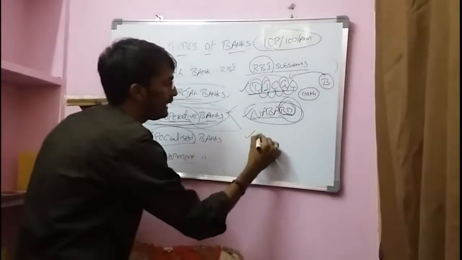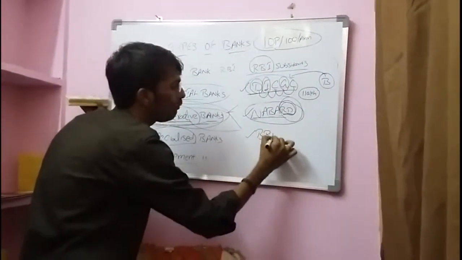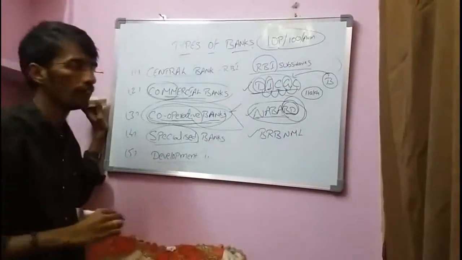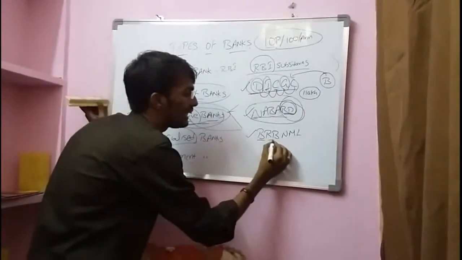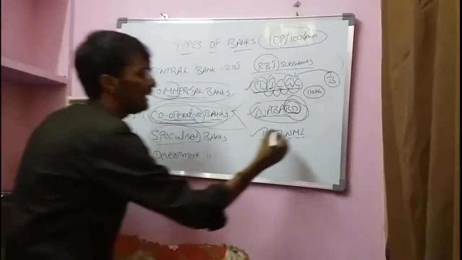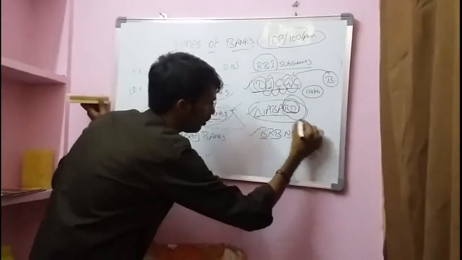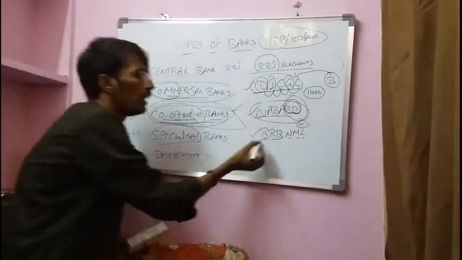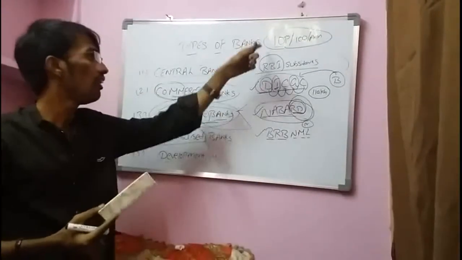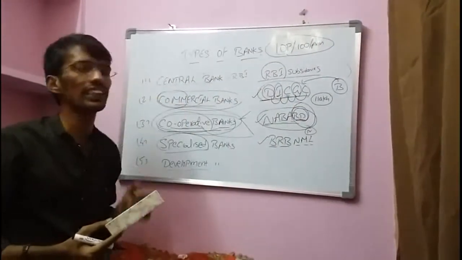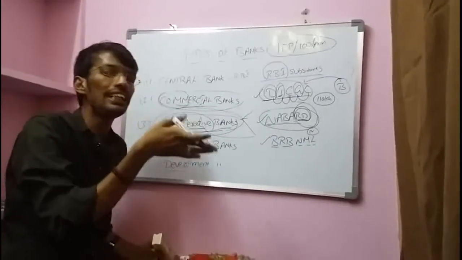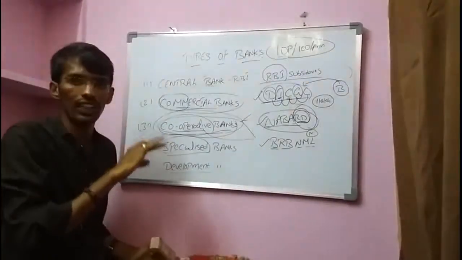And the third one is known as BRBNML. What does BRBNML mean? Bharatiya Reserve Bank Note Mudran Limited. We already discussed it. It is also mentioned as private limited. Here, one of the main functions of RBI is issuing, that is, printing the currency notes. It is the main function of the RBI.